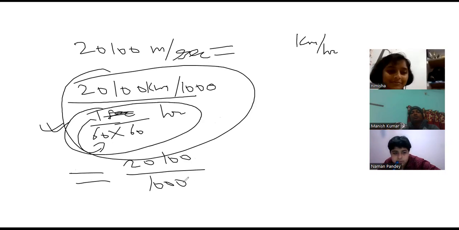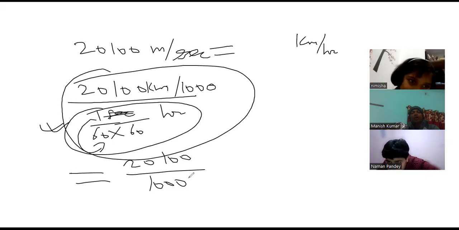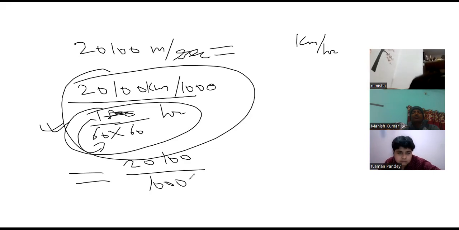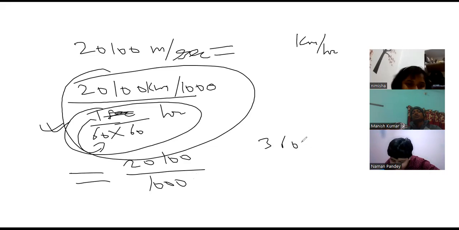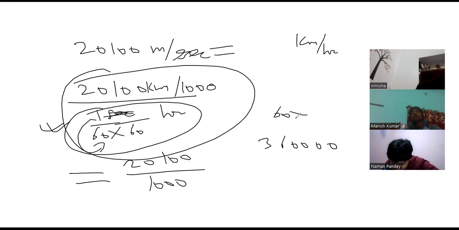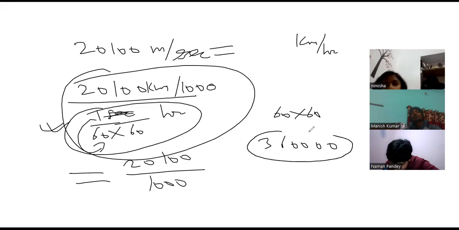So 60 into 60, 60 is the denominator. How to do it? 120, sir. 60 into 60 is 120? You are doing 60 plus 60. You are not caring about the signs I have given. So 60 plus 60 is 120. 360, sir. No, sir, 360,000. 60 into 60 is 360,000.